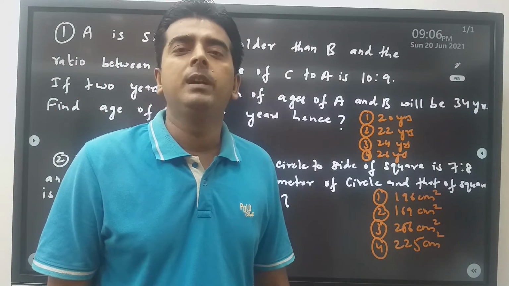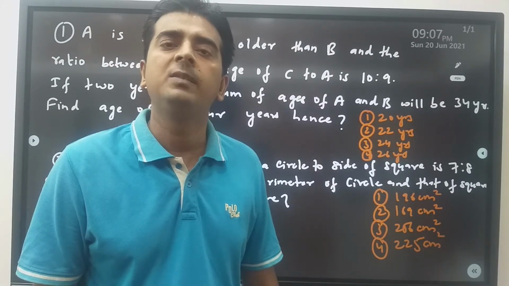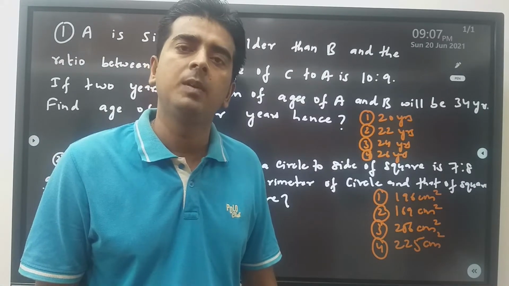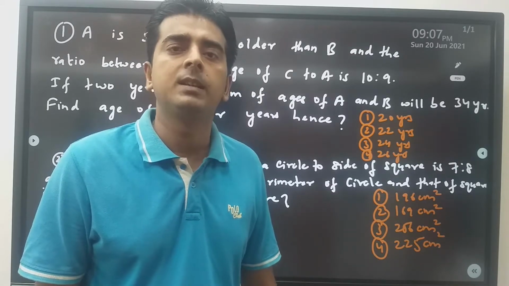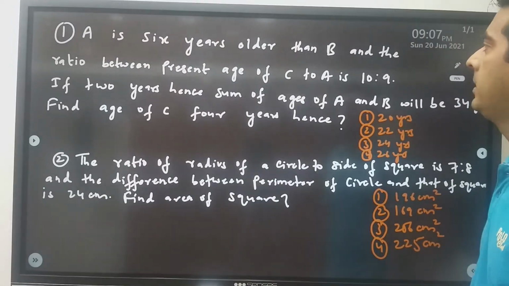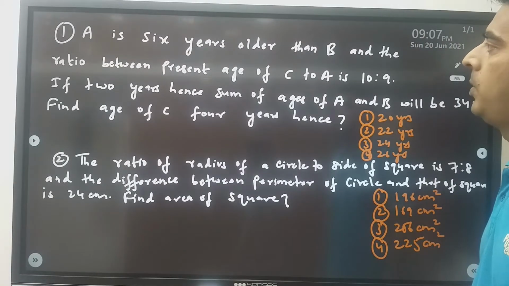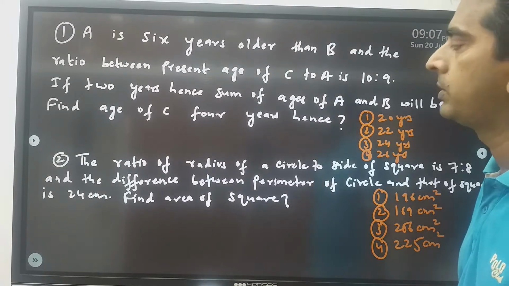In this video we are going to see 10 arithmetic questions which are very important for your SBI clerical, IBPS RRB PO as well as IBPS RRB clerical examination. So the first question is: A is 6 years older than B and the ratio between the ages of C to A is 10:9. If 2 years hence, the sum of the ages of A and B is 34 years, find the age of C 4 years hence. Problems on ages question here, right?